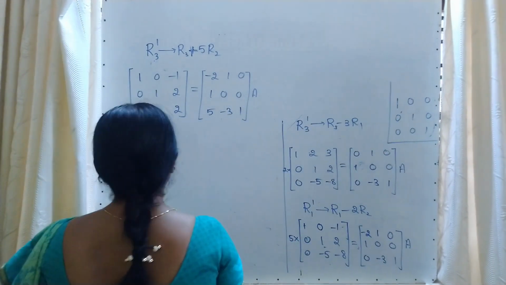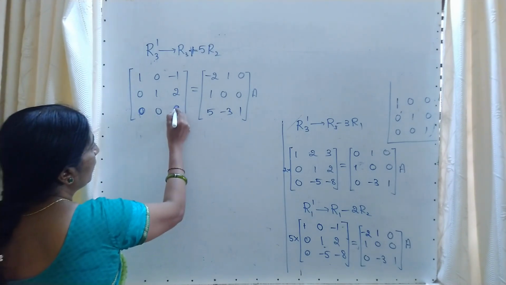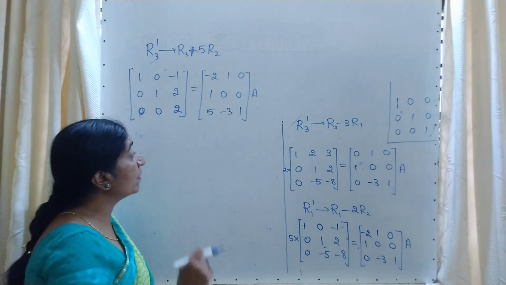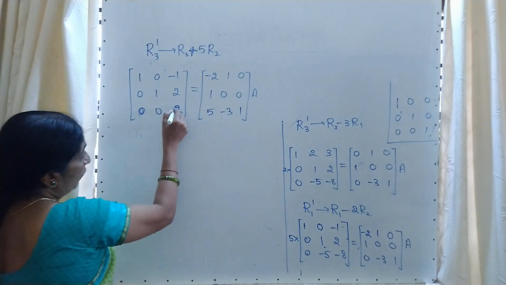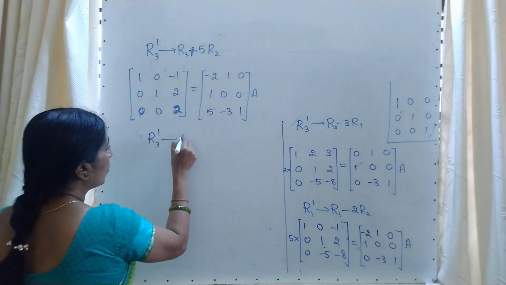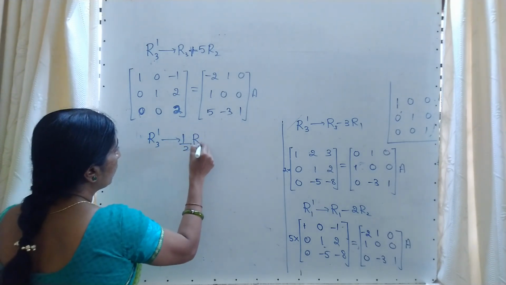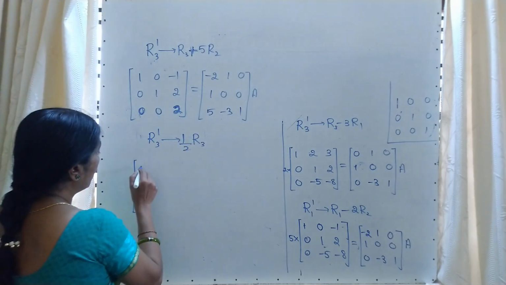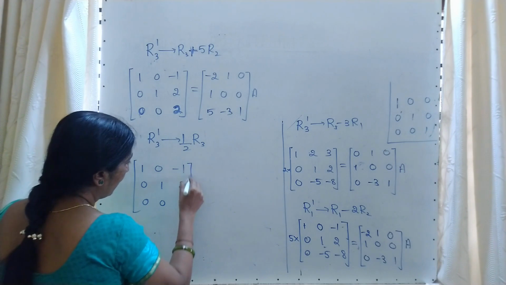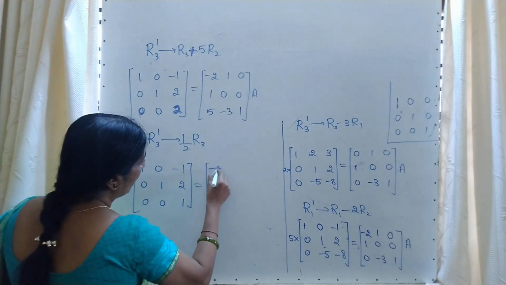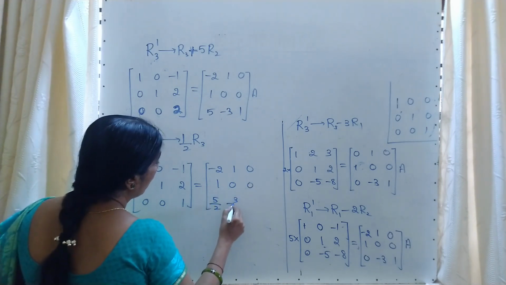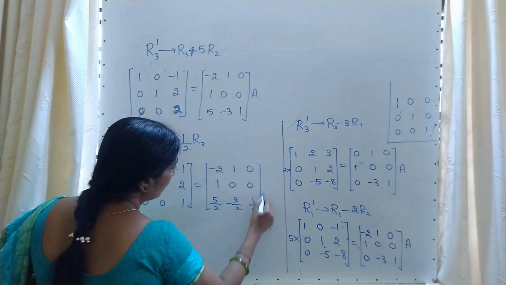Moving to the next one. So here in the third row I am converting these two as a 1. When you are converting 2 as a 1, we are multiplying the same number by its reciprocal. So, what is the reciprocal of 2? Reciprocal of 2 is 1 by 2. R3 dash, each number of R3 is multiplied with 1 by 2. Remember, third row. Minus 2, 1, 0, 1, 0, 0. This is 5 by 2, minus 3 by 2, 1 by 2.